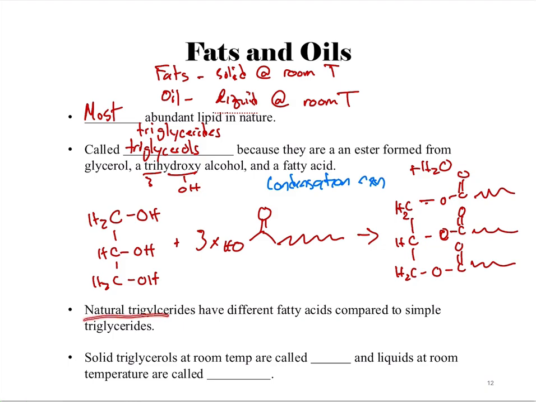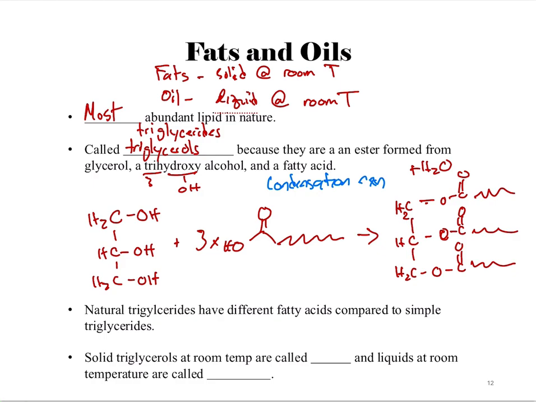So in a natural triglyceride, that means you're going to have a different fatty acid at each spot on the trihydroxy alcohol. Right, and on the next slide I'll talk about a general way to write the triglycerol that's a little bit easier to interpret than drawing the full structure for these.